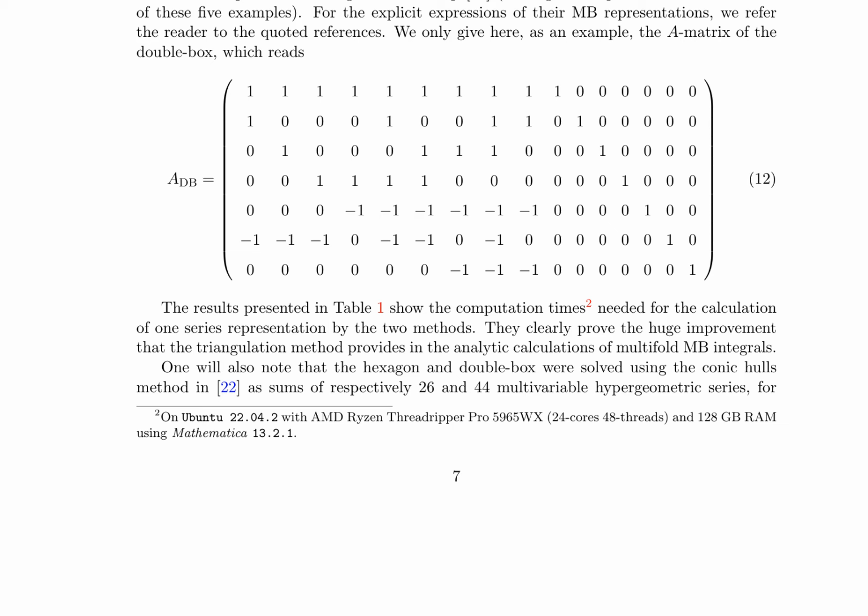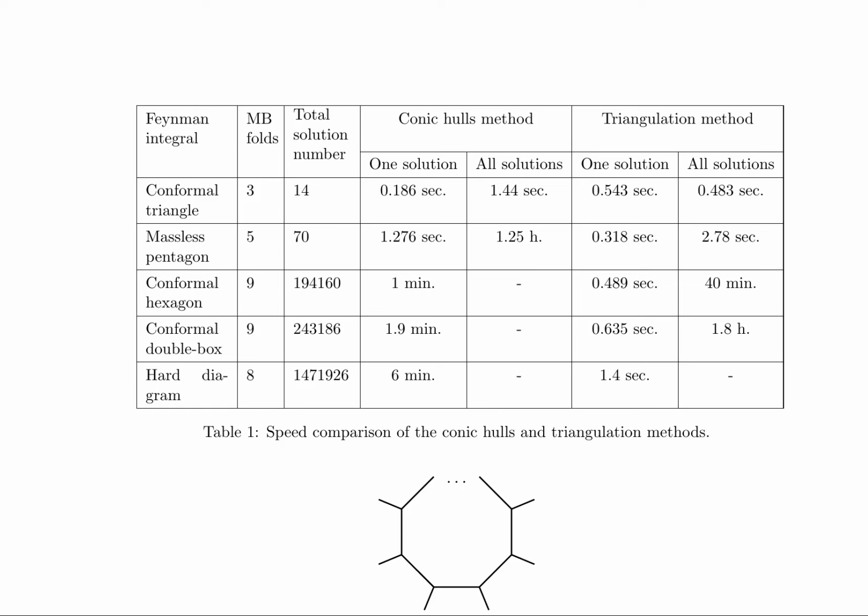The results highlight the efficiency of the triangulation method, making it a valuable tool for researchers in quantum field theory and particle physics. The computation of one-loop endpoint massless Feynman integrals is a crucial task in quantum field theory and particle physics. Two prominent methods for accomplishing this task are the conic Hulls and triangulation approaches.